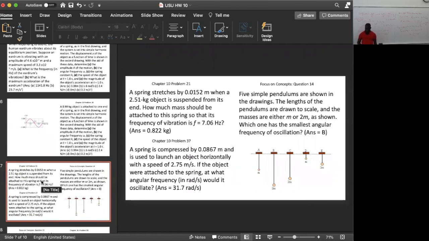Chapter 10, problem 21. A spring stretches by 0.0152 when a 2.5 kilogram object is suspended from its end. How much mass should be attached to this spring so that its frequency of vibration is 7.06 hertz? Is that okay? So this is simple. Get the spring constant, and then we can get the mass from that frequency. So I'm going to do that here.